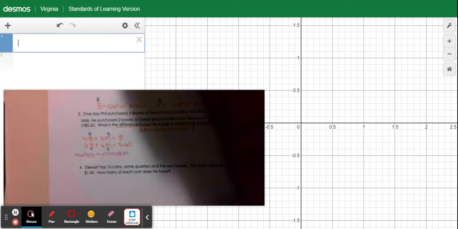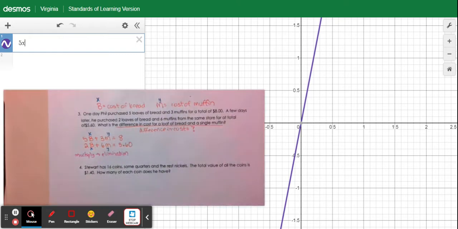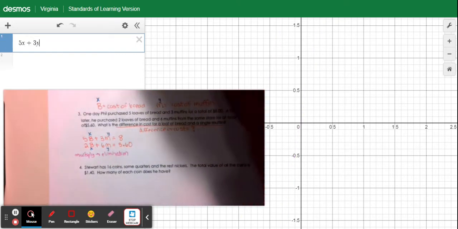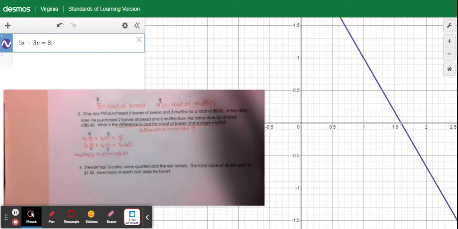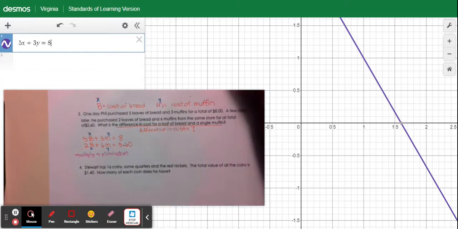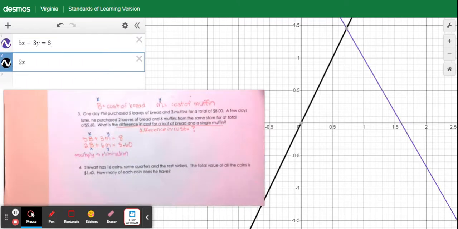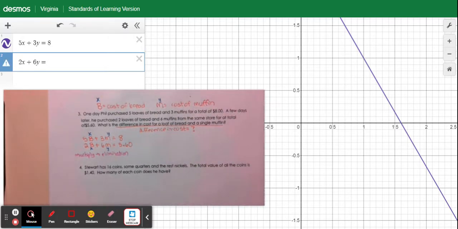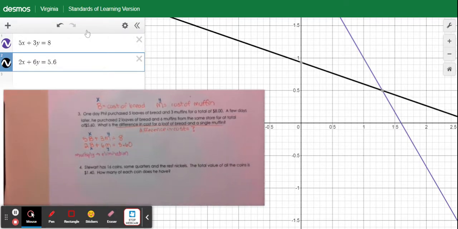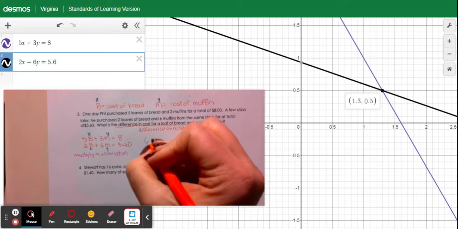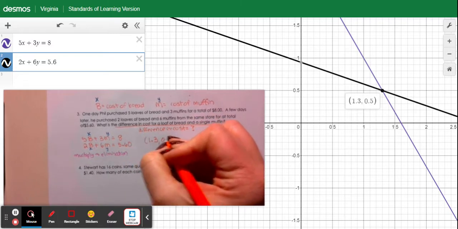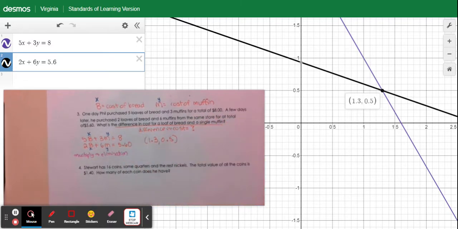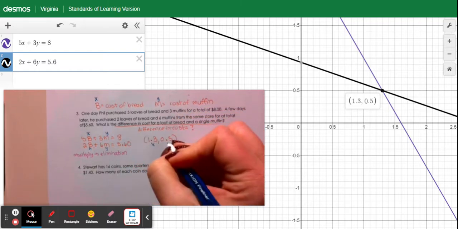So let's take a look. I have 5x plus 3y, and that equals 8. All right, there's that first equation. Then I have 2x plus 6y, and that will equal $5.60, and I'll just write 5.6. So I can see that these two equations intersect at my solution of 1.3, 0.5. So here's my x, and here's my y.